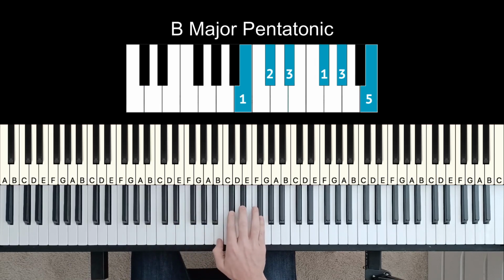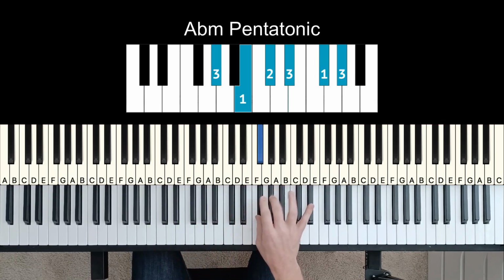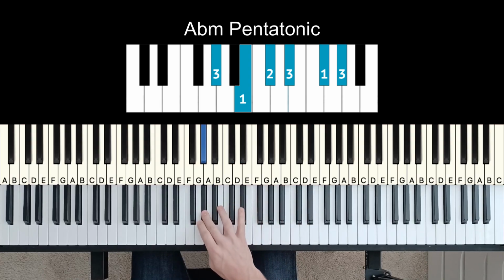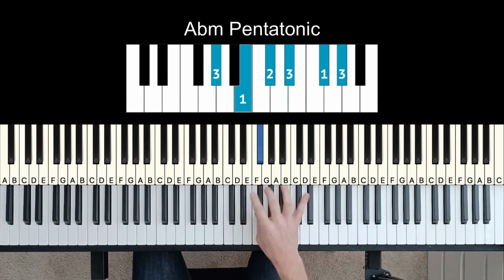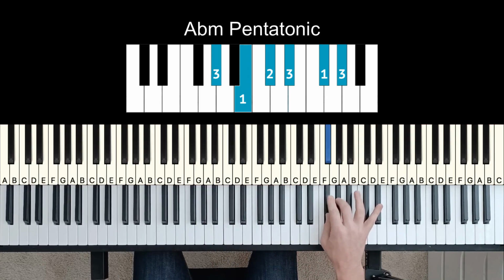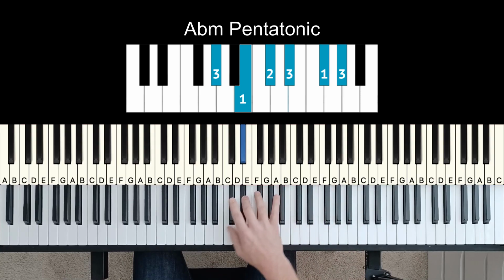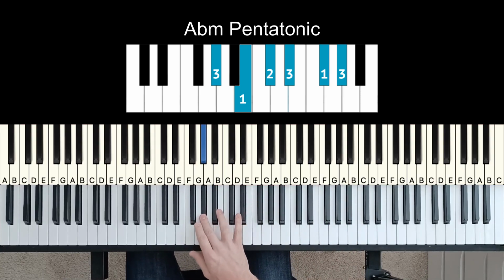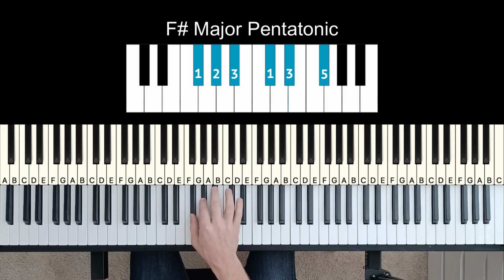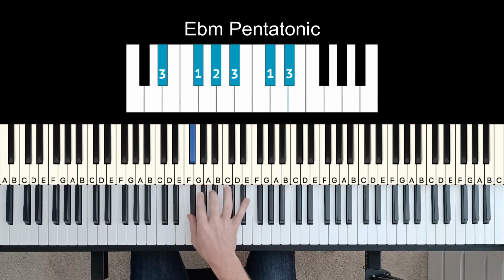And then I move to B and find my relative minor, which is A flat minor. And then go 2 octaves. And then I go to F sharp and find my relative minor, which is E flat minor. Then I go 2 octaves.